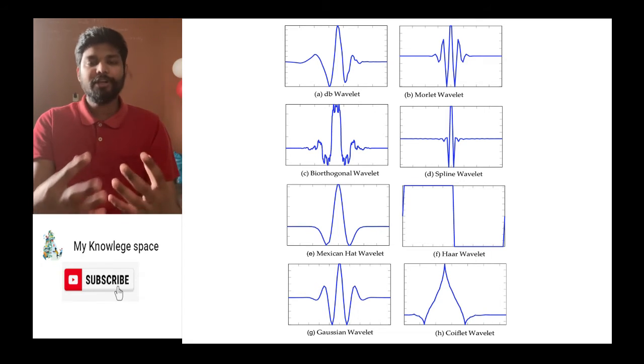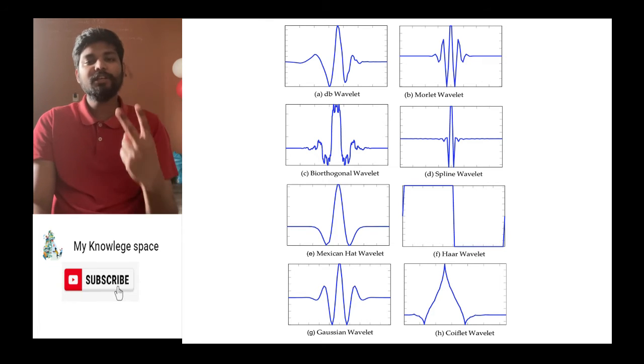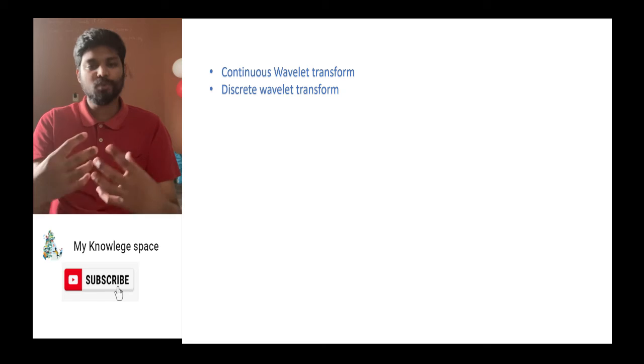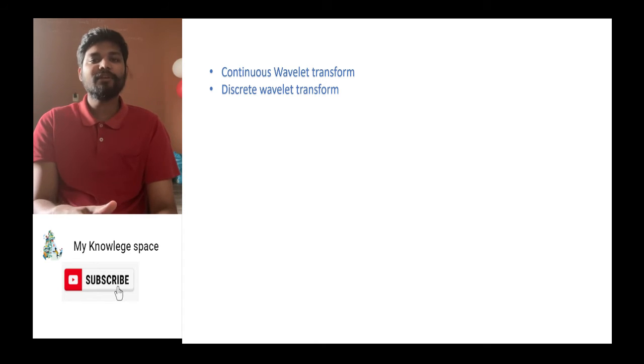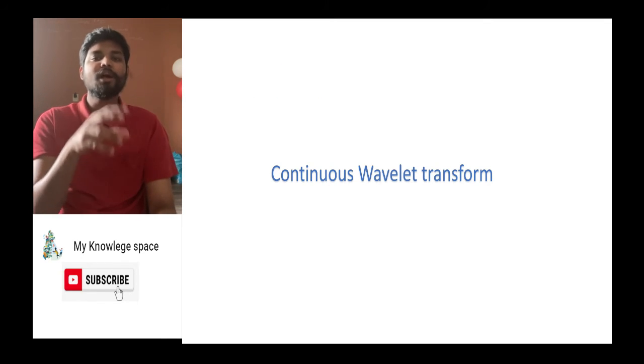We have already talked about the different kinds of wavelets available, but we also need to understand the types of wavelet transforms which we can use. There are majorly two types of wavelet transforms: continuous wavelet transform and discrete wavelet transform. Let's first talk about what continuous wavelet transform is and then discuss how it is different from the discrete wavelet transform.